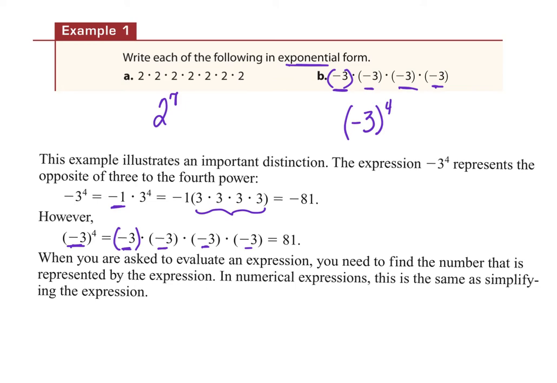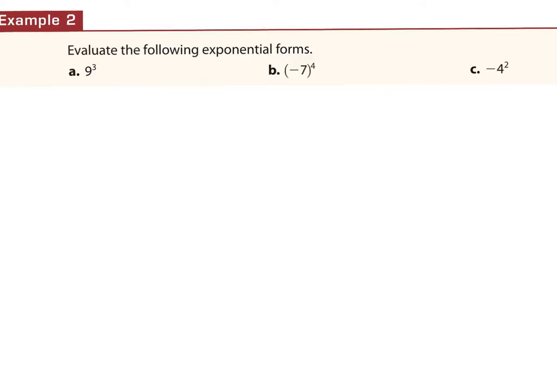So it matters if that negative is in parentheses or not. If it is not in the parentheses, do the exponent piece first, and then apply the negative to your answer. If it is inside the parentheses, you do the negative along with it, and your answer will depend on how many negatives you have. Questions on that? All right, so let's look at this example.